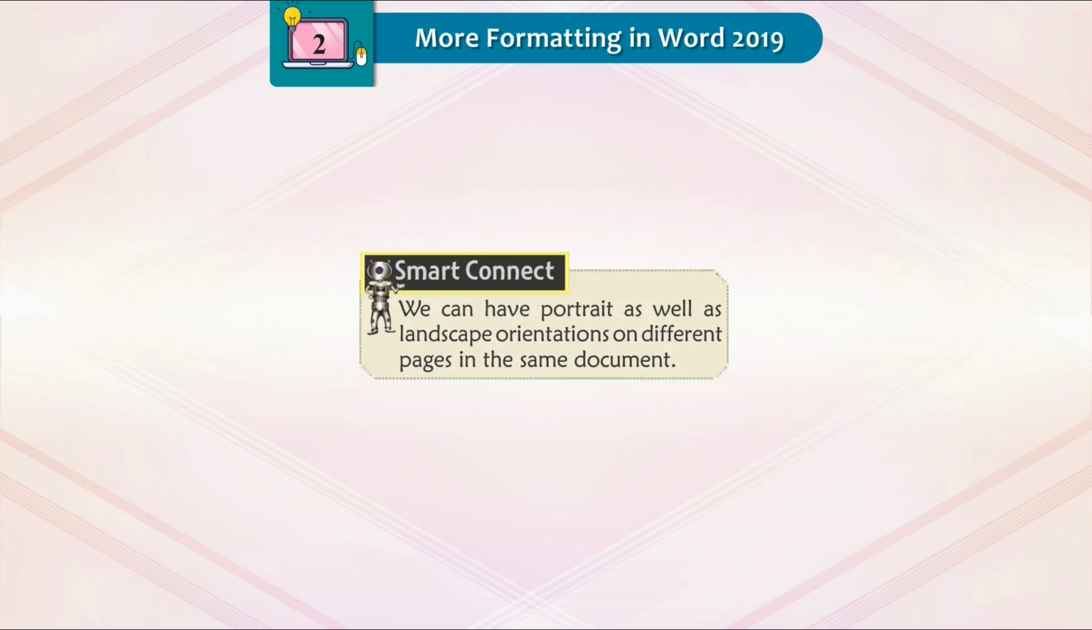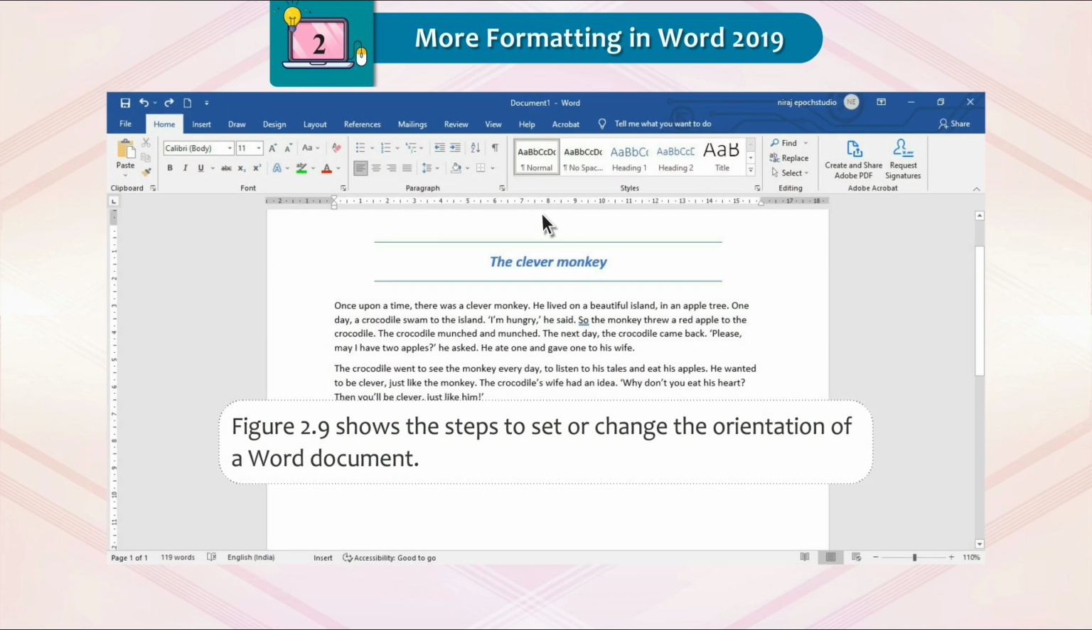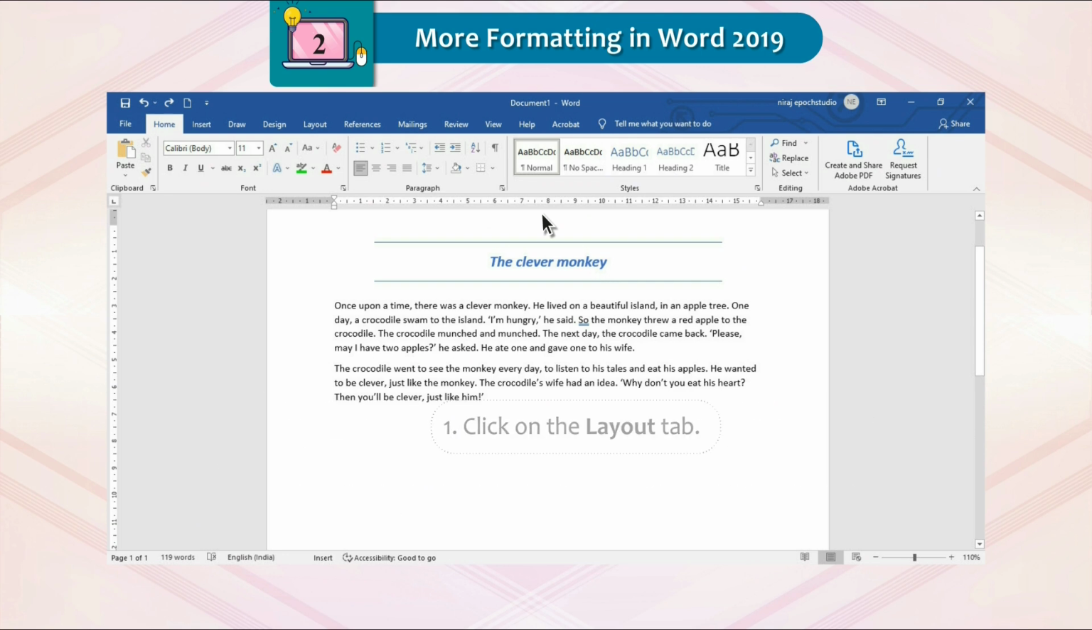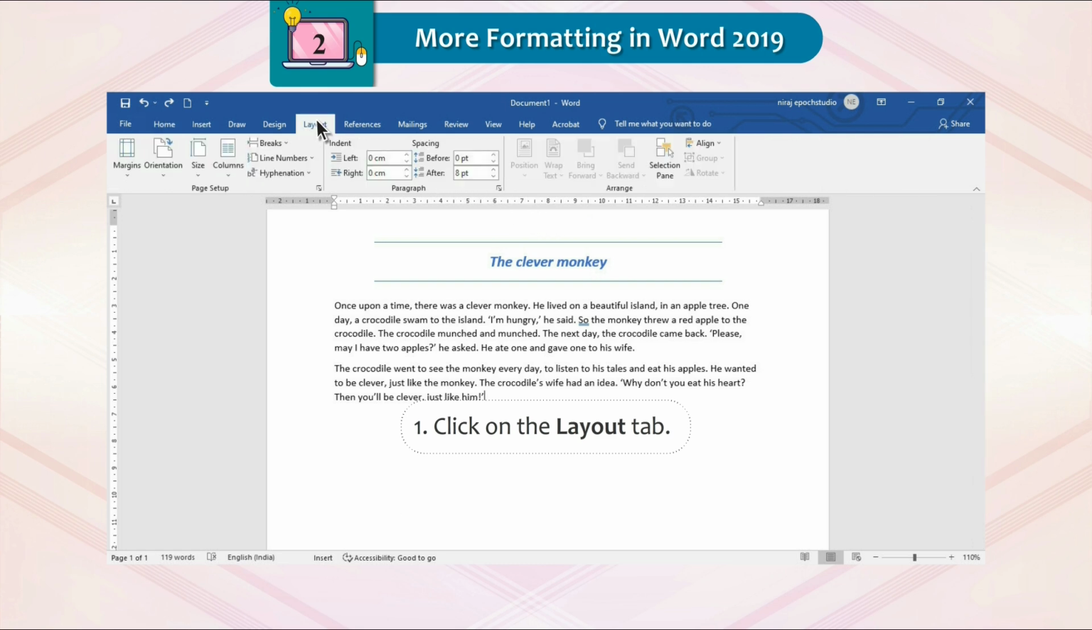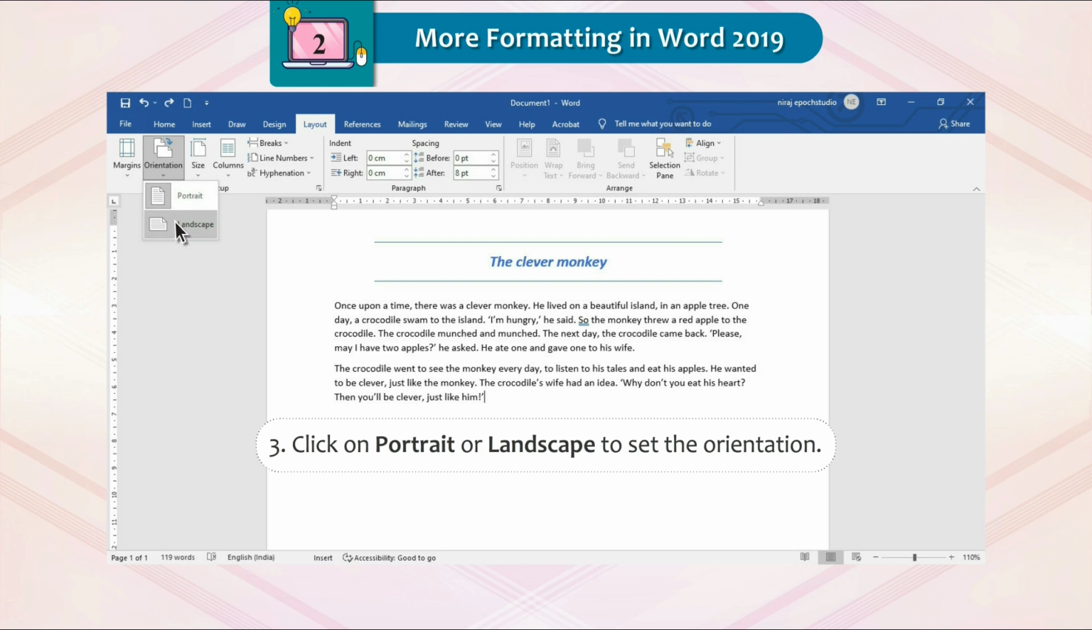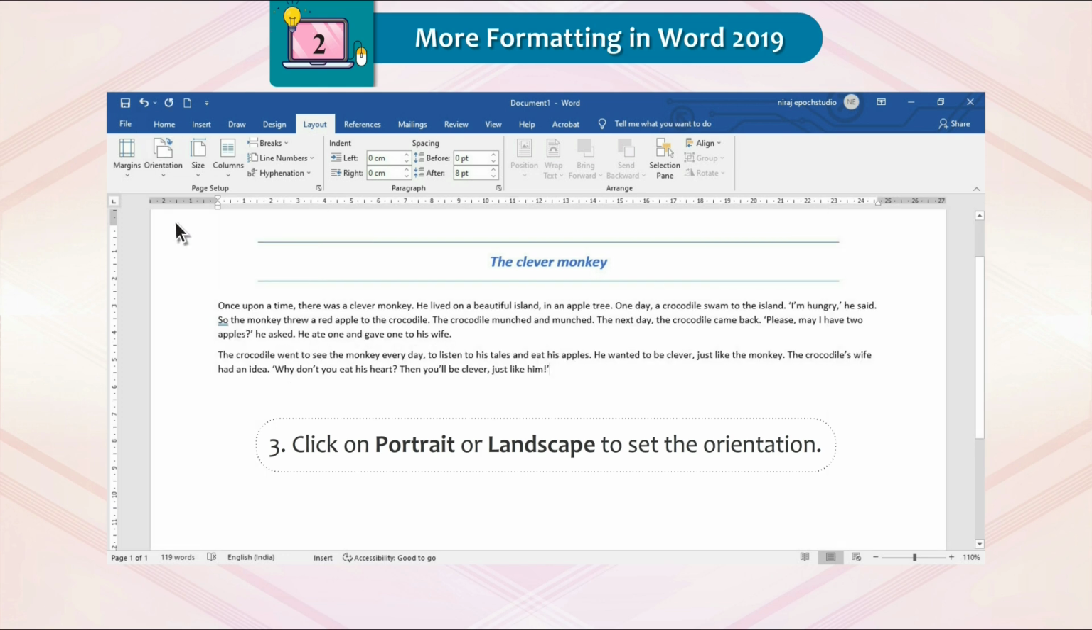Smart Connect. We can have portrait as well as landscape orientations on different pages in the same document. Figure 2.9 shows the steps to set or change the orientation of a Word document. 1. Click on the Layout tab. 2. Click on Orientation. A drop-down list opens. 3. Click on Portrait or Landscape to set the orientation.